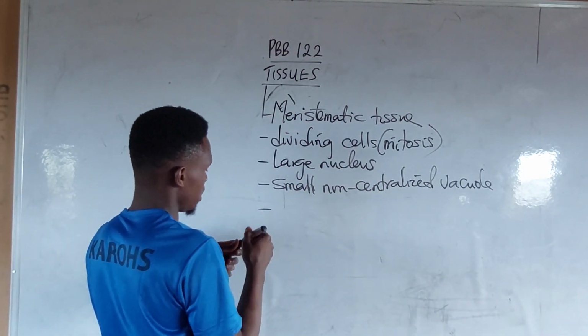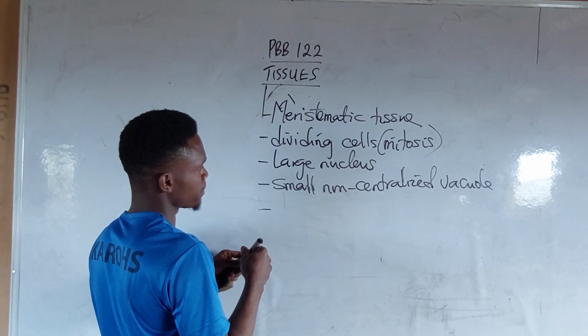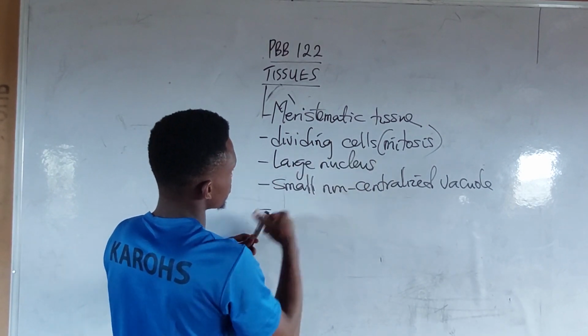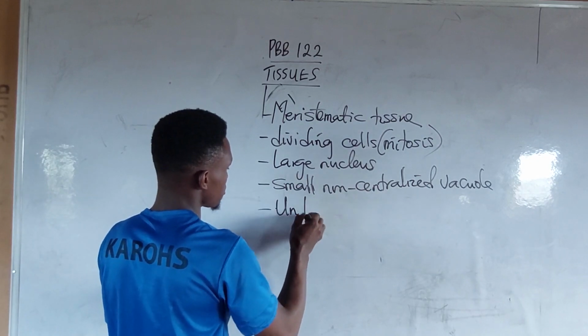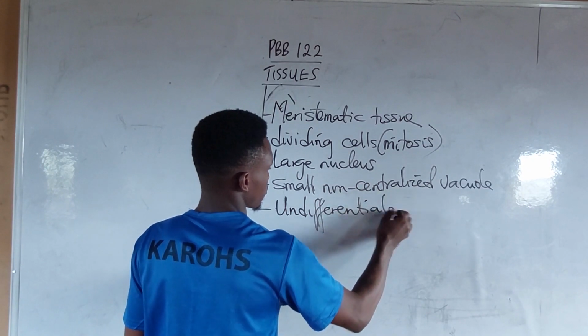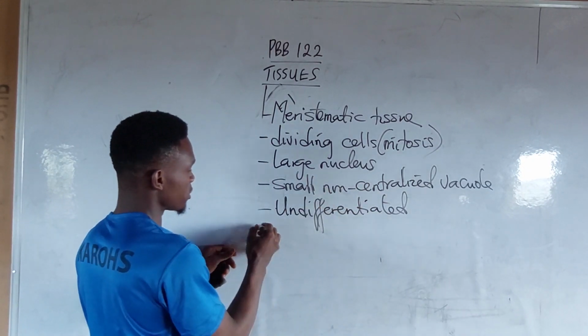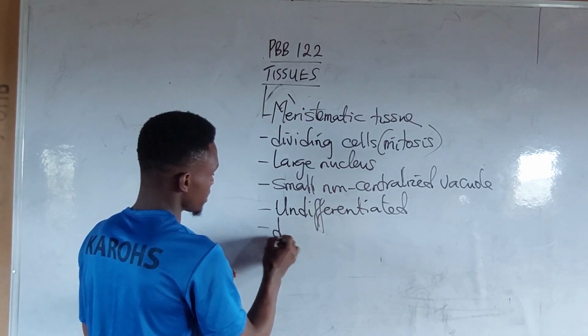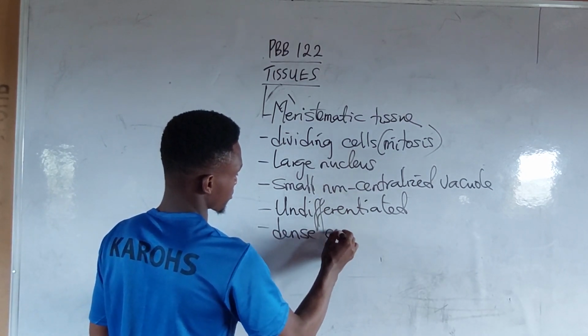And three, it's made up of dividing cells, undifferentiated cells. They are what? Undifferentiated. And which one again? They have dense cytoplasm.